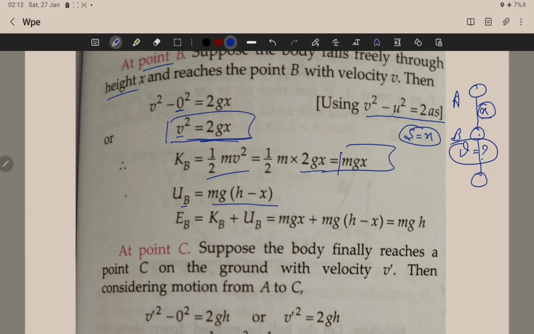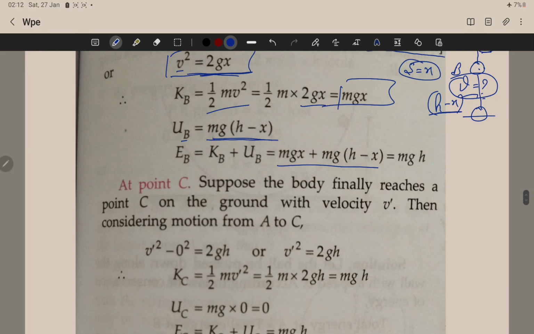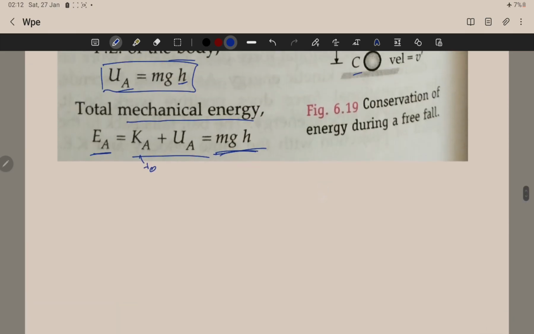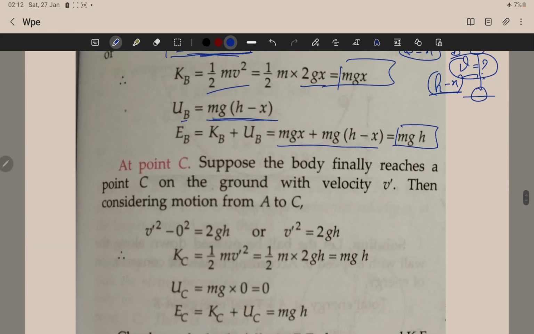Now the leftover height is h minus x, because the total height is h. So at this point B, the potential energy will be mg times the height from the ground. From the ground, the height will be h minus x. Now if we add these two, the total energy will become mgh. At A also the energy is mgh. At B also the energy is mgh, which means what? Energy is conserved from A to B.